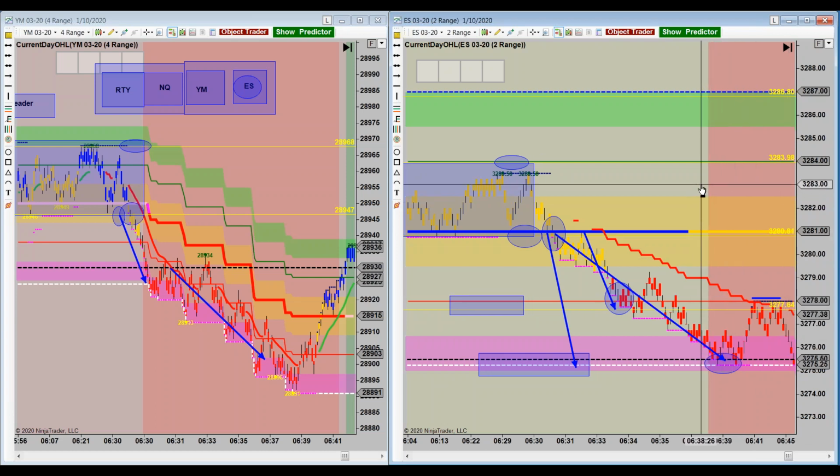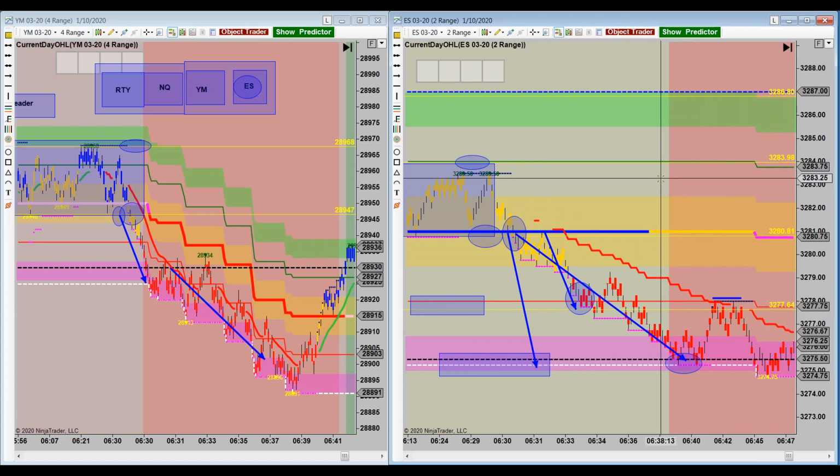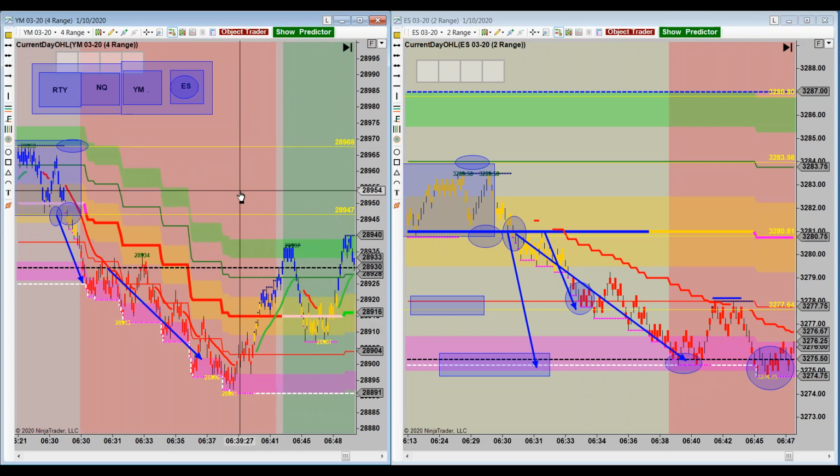We kiss, you kiss, kiss and roll. We go back down, 646, 646, 647, and we break the bottom. So can you see the delay? Here at 646, ES is finally breaking the low of the day, and at 646, where is YM?